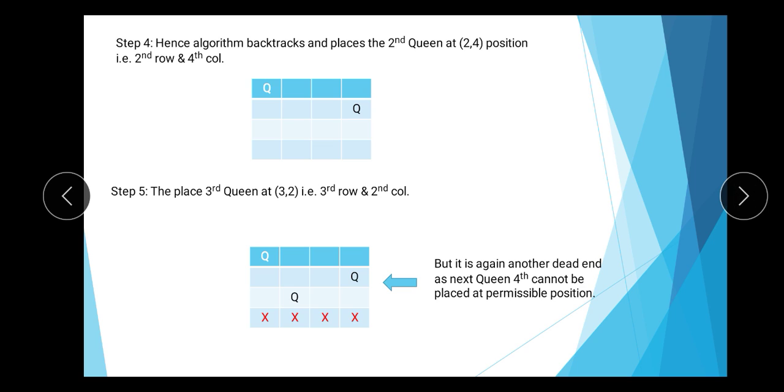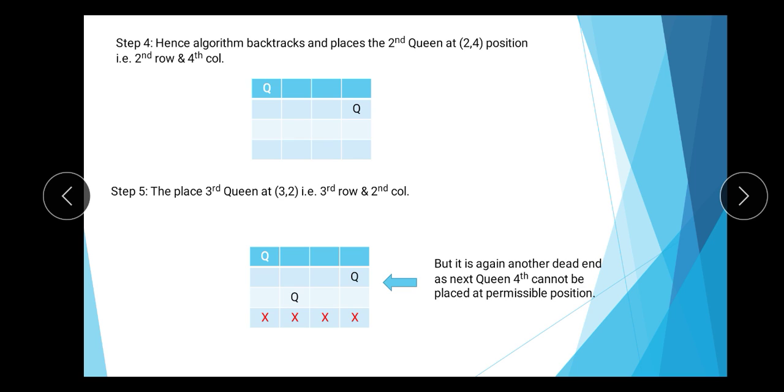So we backtrack and place the second queen at the second row fourth column position as shown here. Now we move further to place our third queen. We cannot place our third queen in the third row first column because this is the same column as the first queen. So we have to place our third queen in the third row second column. This is the safe position for the third queen.